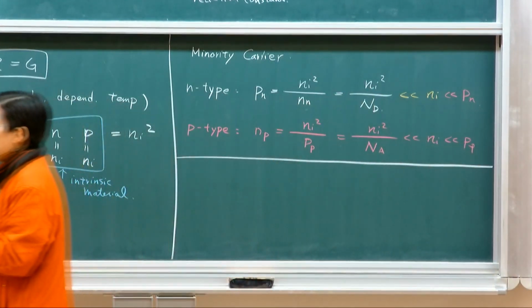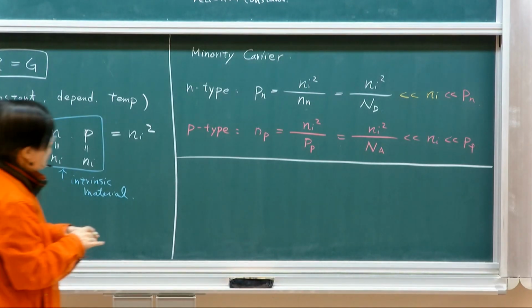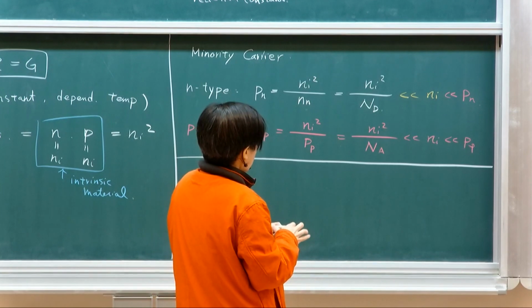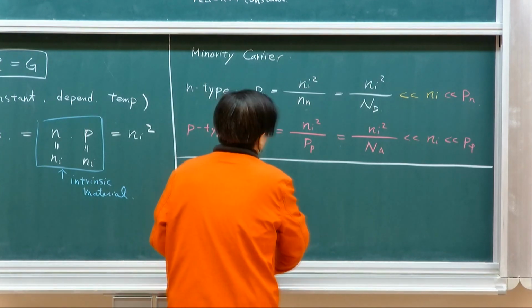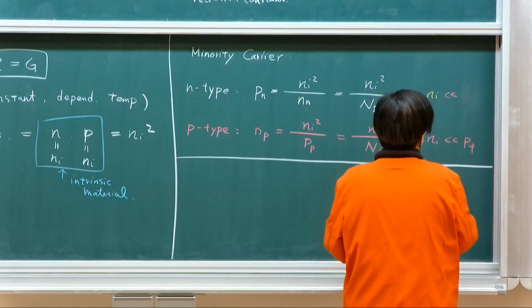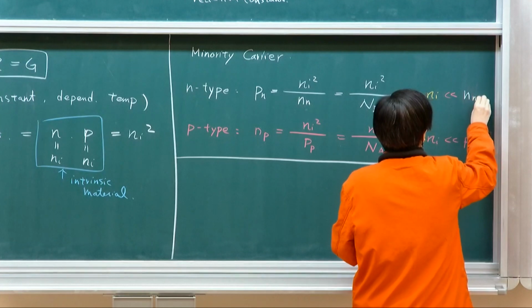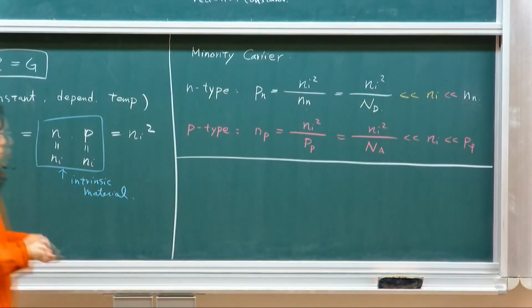In most of the semiconductor material, did I make a mistake? In a Pp? Yeah, you're right. This is P-type. This is N. Sorry. Majority carrier. Okay? Any questions?